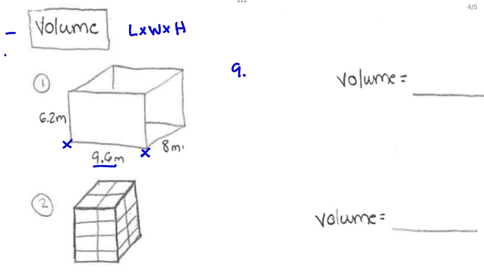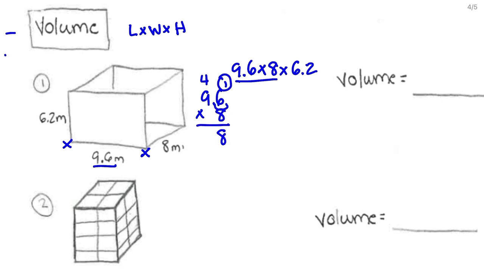Remember, volume is length times width times height. So we're going to have 9.6 meters times 8 meters times 6.2 meters. 9.6 times 8, if I work that out, I need to jump the decimal and then jump it back. I get 76.8. That's the area of the bottom.